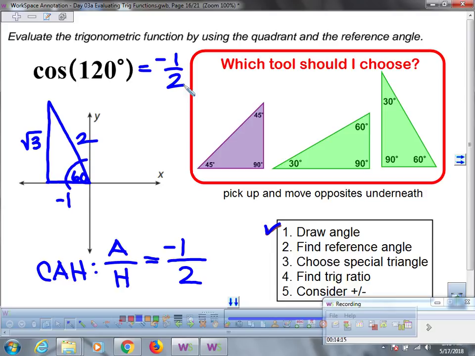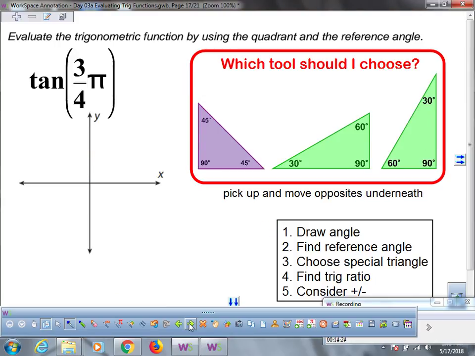All right, let's try another one. You guys ready for one, or you want to see one more? Let me show you this one: tangent of 3 pi over 4. Immediately, some bell should be ringing in your head.